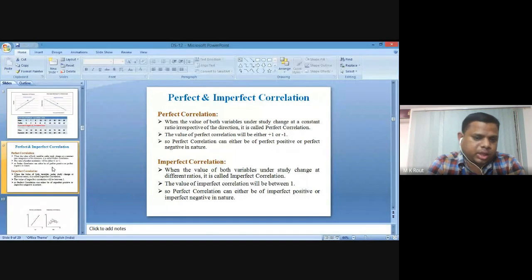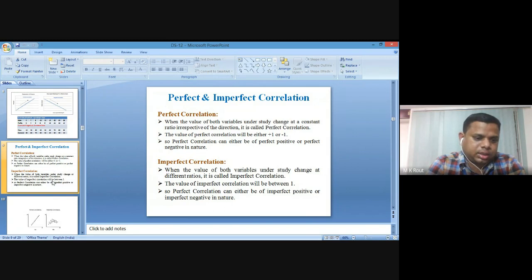As I told, most of the correlations should be represented with the help of a graph or scatter diagram. Similarly, if you go to the next one, that is known as imperfect correlation, when the value of both variables under the study change at different ratios, it is called imperfect correlation. That means the value of imperfect correlation will be between 1. And so the correlation can be either imperfect positive or imperfect negative in nature.